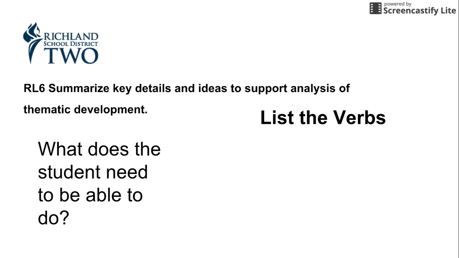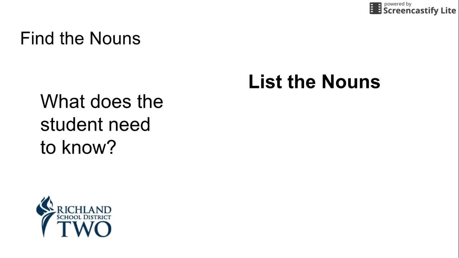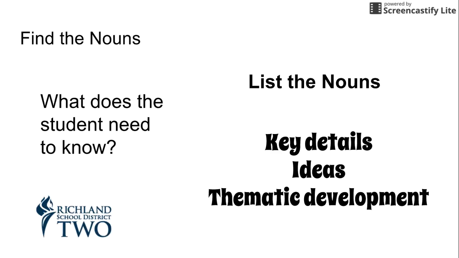So let's first unpack the standard. Summarize key details and ideas to support analysis of thematic development. What does the student need to be able to do? That's where we're going to look at the verbs. In this case, we have summarize. What does the student need to know? Let's look at the nouns. Key details, ideas, thematic development. So we know what we're looking for in the standard.